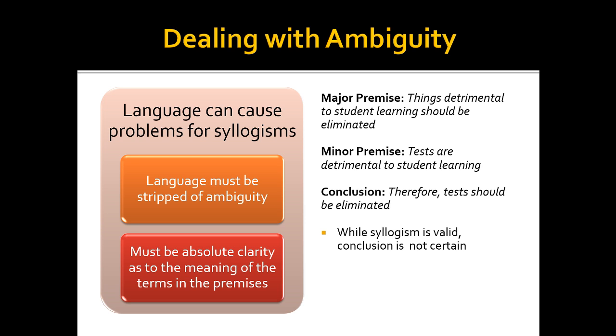Also, we need to look at tests. What kind of tests are we talking about here? So we need to define what we mean by detrimental. Detrimental how? What kind of tests? So the conclusion here is not certain because it's ambiguous, right? The premises are ambiguous.